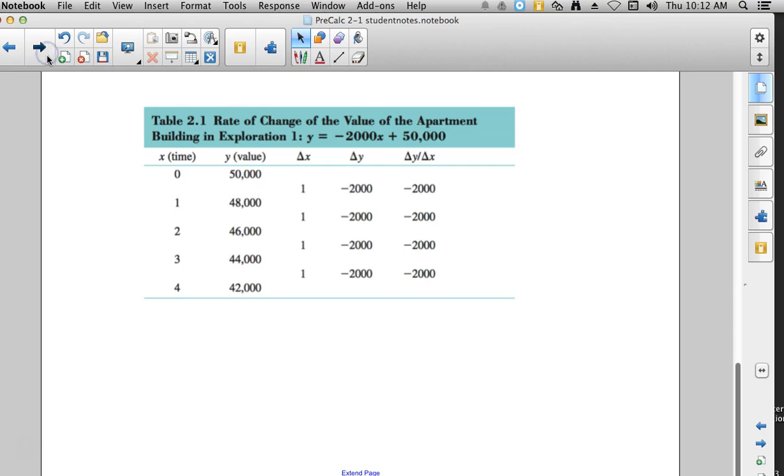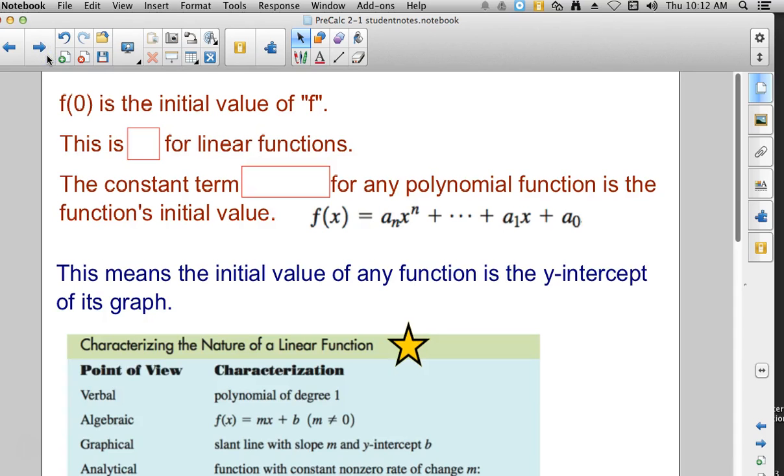So, next up, what do we need to do? f of 0 is the initial value of f. It's the y-intercept, and it is what we get when x equals 0. So in our last example, that was going to be 50,000. Did you have a question on something? This is b for linear functions.